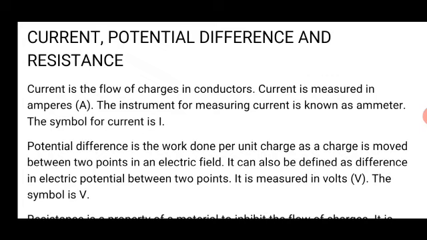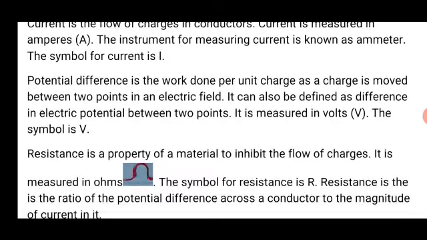We measure potential difference in volts. Volt is the unit for potential difference, and it is represented by V. The symbol of potential difference is V, because we also refer to it as voltage. So the symbol is V.